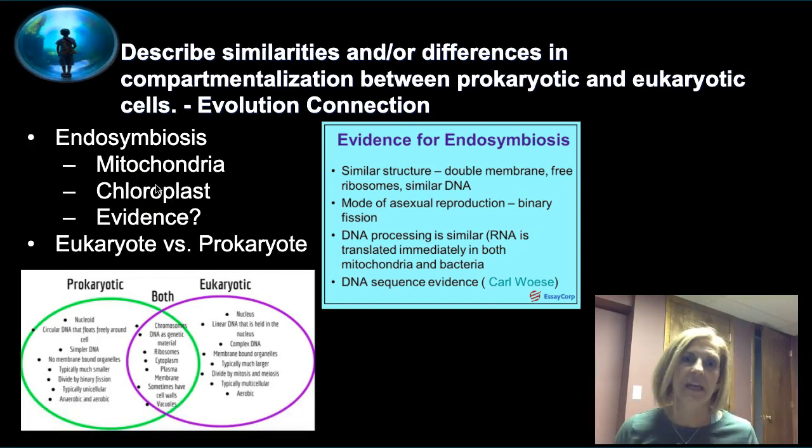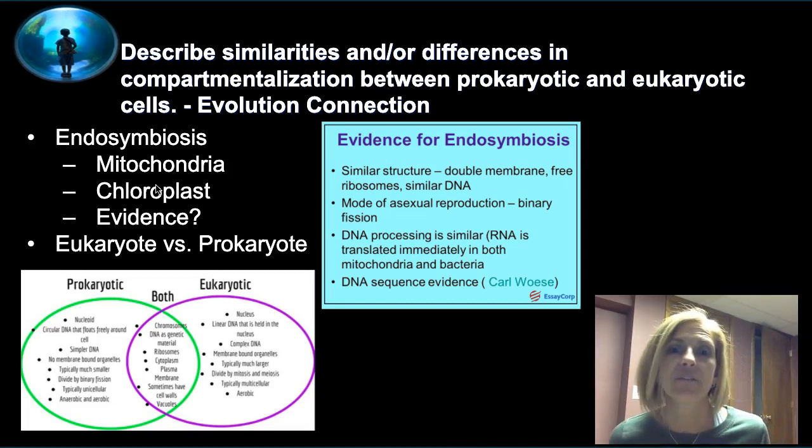So we know endosymbiotic theory explains compartmentalization, the enfolding of the membrane, creating endoplasmic reticulum. It explains mitochondria, chloroplasts. What's the evidence?